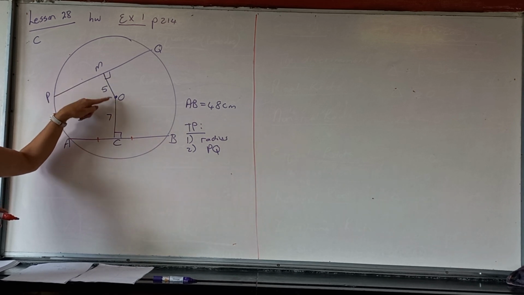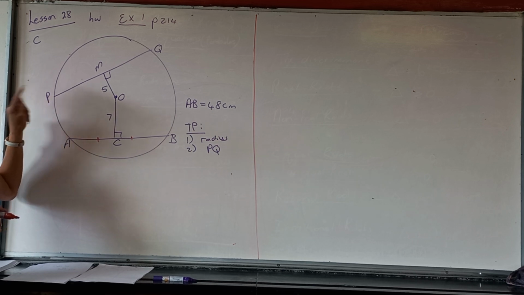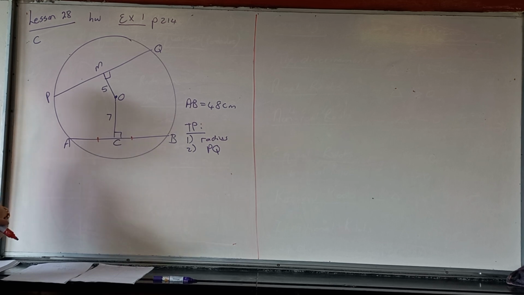They said that that PC there is 5. Is that the radius? No, because it's got to go all the way down to the circle circumference to be a radius. And the first question is, where's the radius? So there's no radius sketched.